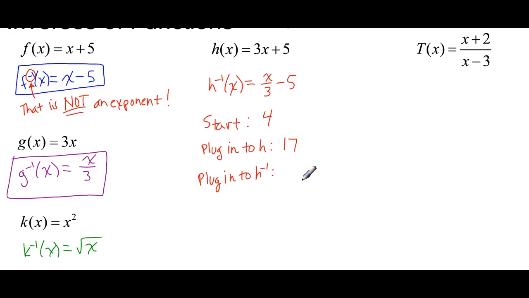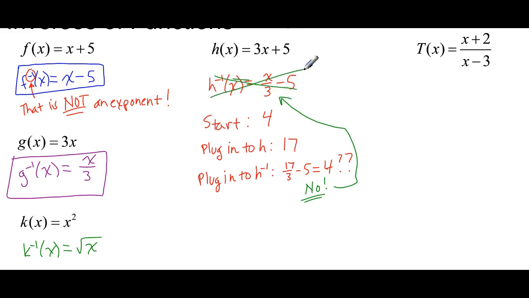And if it's doing what it's supposed to be doing, it should take you back to 4, right? You started at 4, then you got 17. If you want to go backwards, you should go from 17 back to 4. But it doesn't. If you take 17 and plug it in here, 17 divided by 3 minus 5, is that equal to 4? No, not even close. It's nowhere near 4. So what that means is this thing we think was an inverse, it's not an inverse.